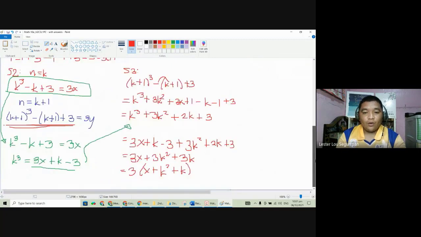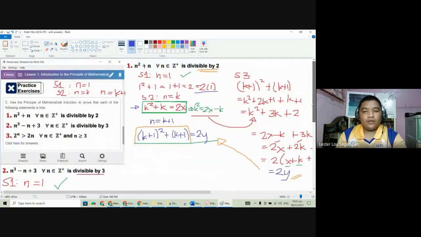by 3. Or, again, you could assume that y, so that we could reach here, is equal to x plus k squared plus k, so that we'll have this expression here, 3y, and we have actually reached our goal. This is how we prove divisibility using the principle of mathematical induction. But wait, we still have one more item here.